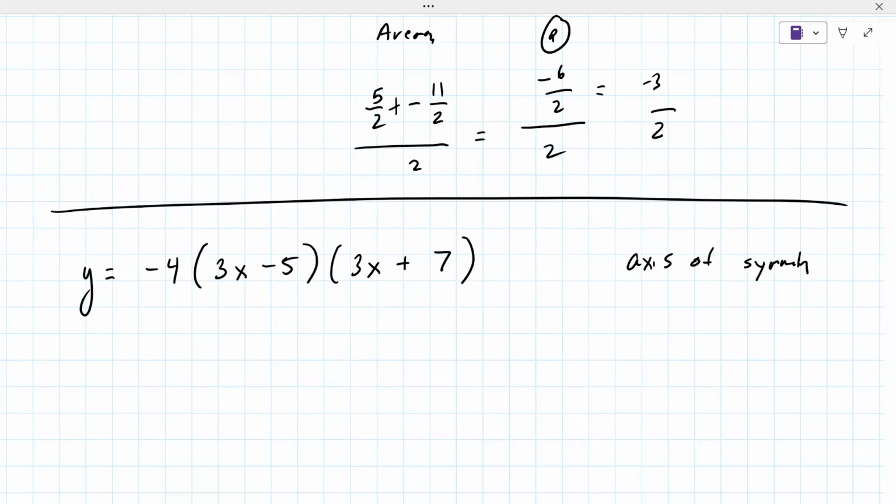I got x equals 5/3 and x equals -7/3. Okay, that works. So you're going to add them up and divide by 2.